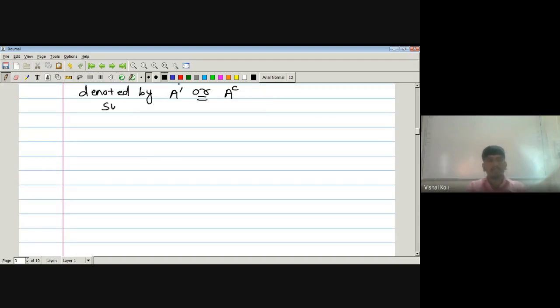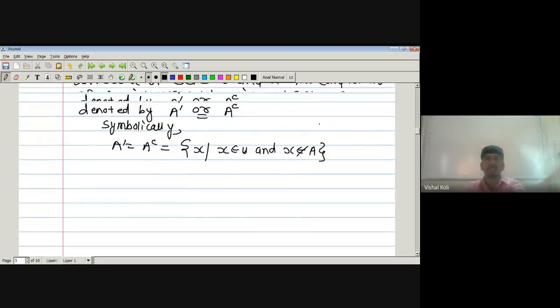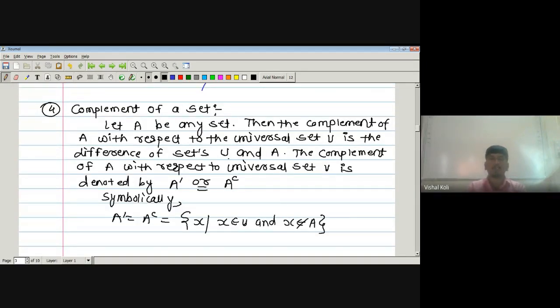Symbolically, it can be written as A dash equal to A complement, which contains all those elements which belong to U but do not belong to A. Since the complement of set A is the difference of the two sets U and A, then by the definition of difference, A minus B contains all the elements of A but they are not members of B. Now here we take the difference of U and A. Then U minus A contains all those elements which are members of U but not members of A.